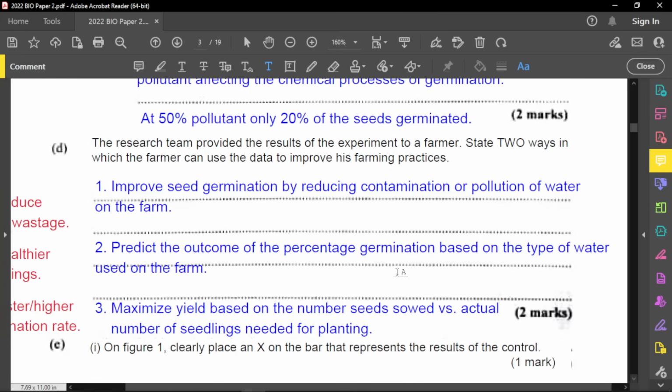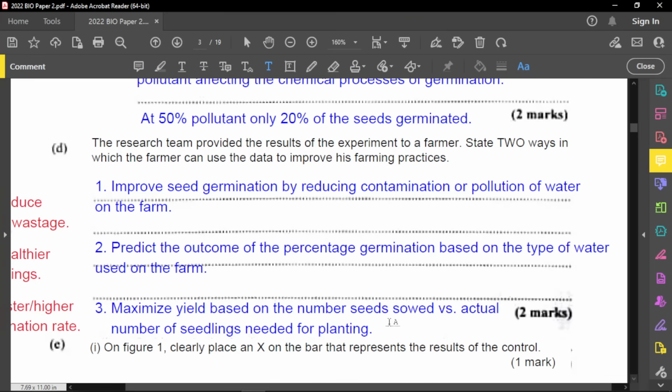So if your farmer knows that they have polluted water, then definitely it will predict how much seed you'll get out of it. And as a result of this, the third point, it can maximize yield based on the number of seeds sowed versus the actual number of seedlings needed for planting.